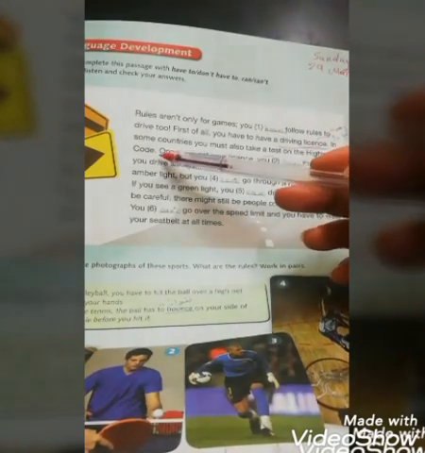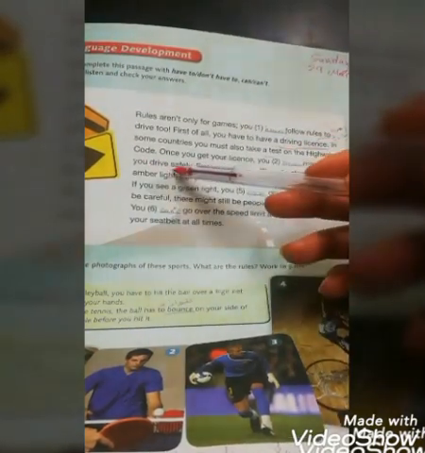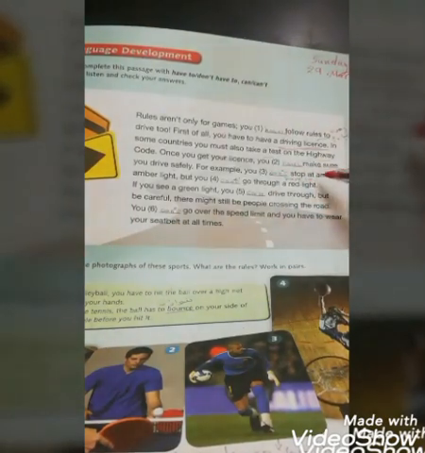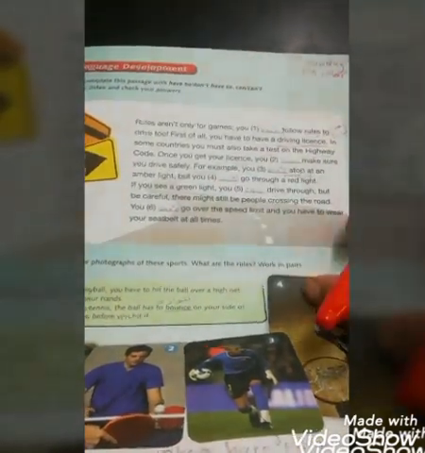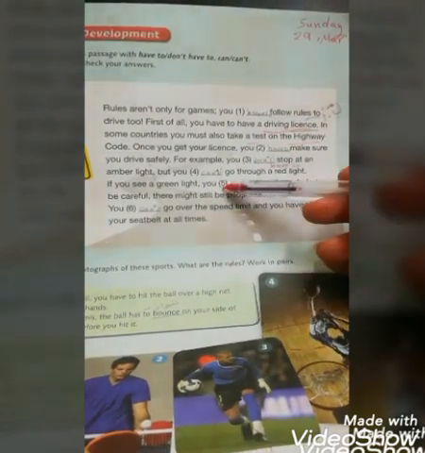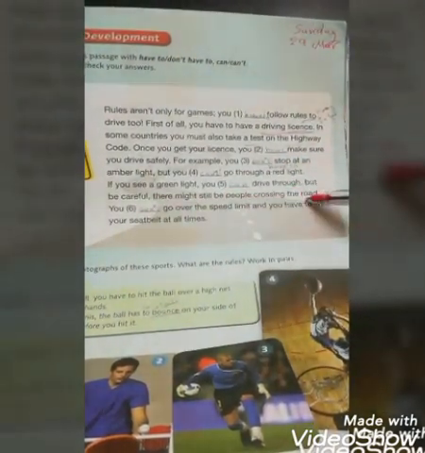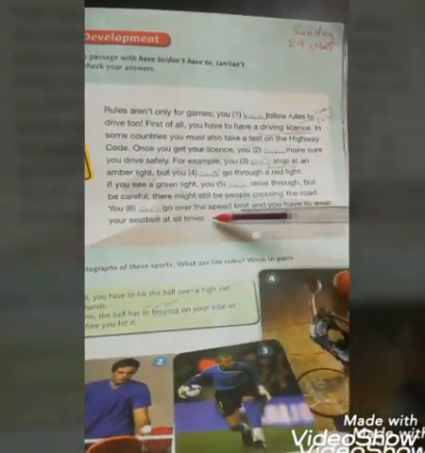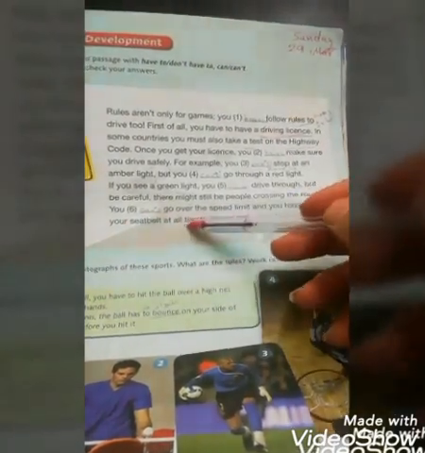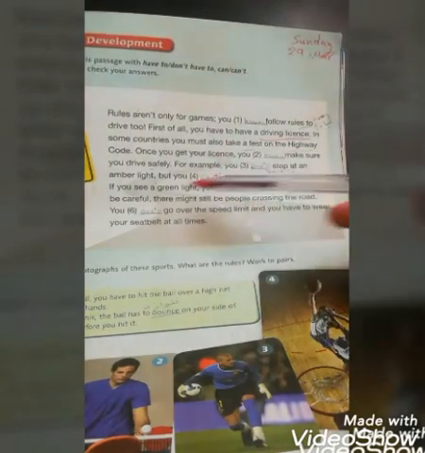Okay, highway code. Once you get your license, you have to make sure you drive safely. For example, you don't have to stop at an amber light, but you can't go through a red light. If you see a green light, you can drive through. But be careful, there might still be people crossing the road. You can't go over the speed limit, and you have to wear your seatbelt, حزام الأمان, at all times. So the answers, الإجابات: have to, don't have to, can't, can, can't.